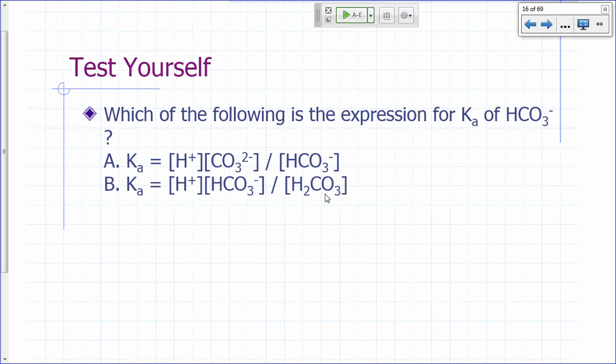So, which of the following is the expression for Ka of HCO3-? I just gave you the answer to that one. Is it A or B?